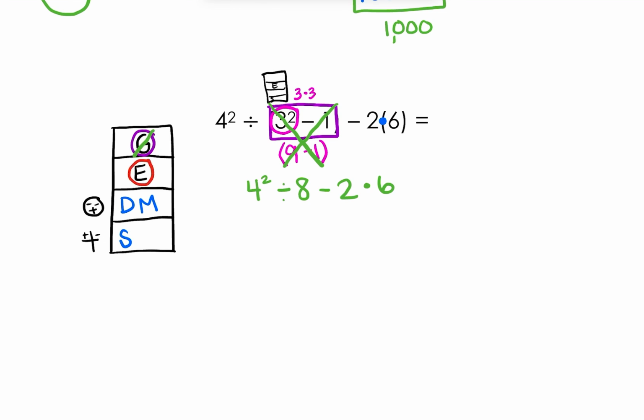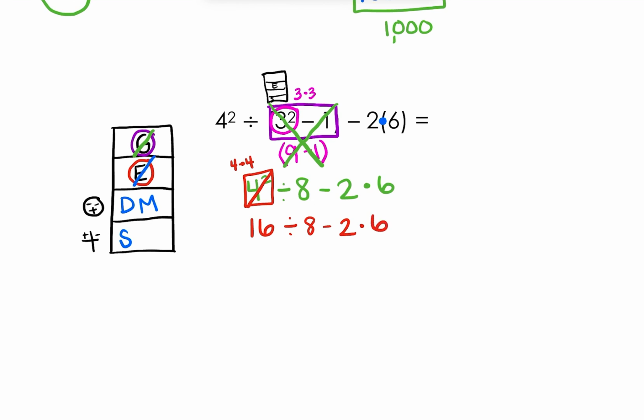Now we move on to the next row, which is exponents. So my next step is exponents. And remember, this is not 4 times 2. It is 4 2 times. And remember, we're multiplying. So 4 times 4 is not 8. It is 16. And then again, I am going to rewrite everything. Make sure you rewrite every single step.